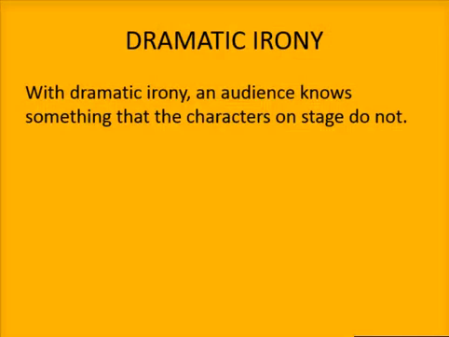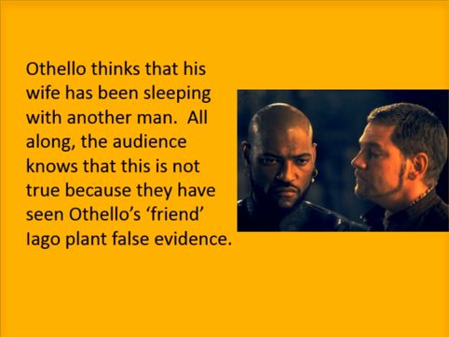Dramatic irony is what we see in a lot of plays, a lot of Shakespeare in particular, and that's where the audience knows something that the characters on stage don't know. So if we look at Shakespeare's Othello as an example, Othello thinks his wife has been sleeping with another man, but the audience know this is not true. Iago has actually planted false evidence, and it's where you just want to shout out, no, it's not true.